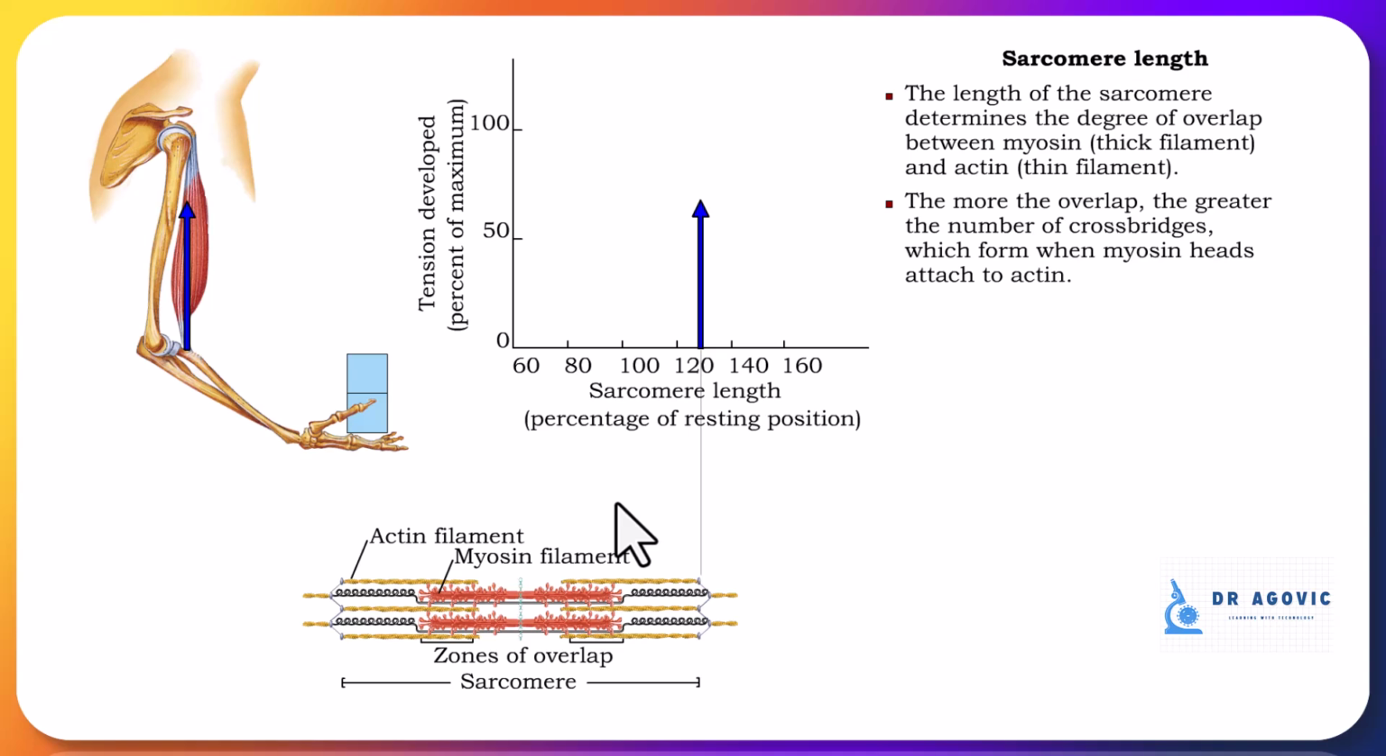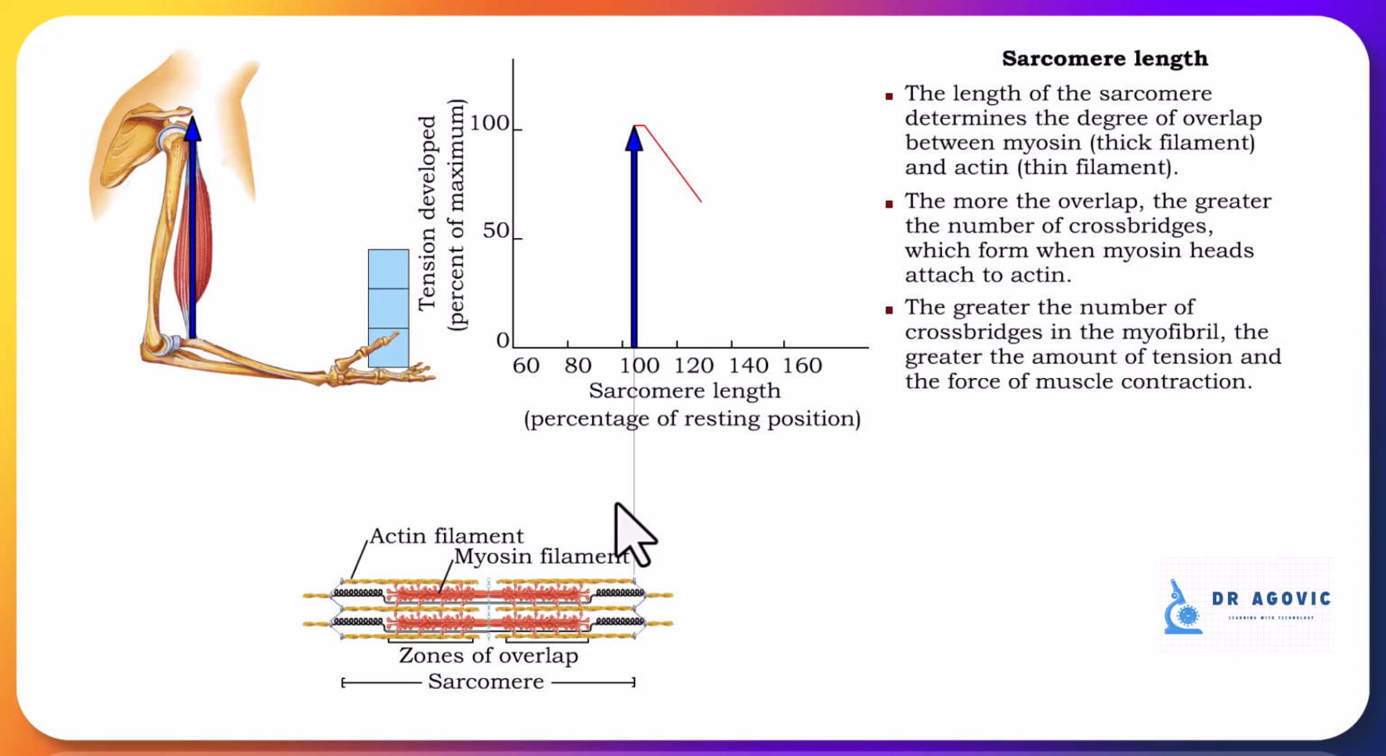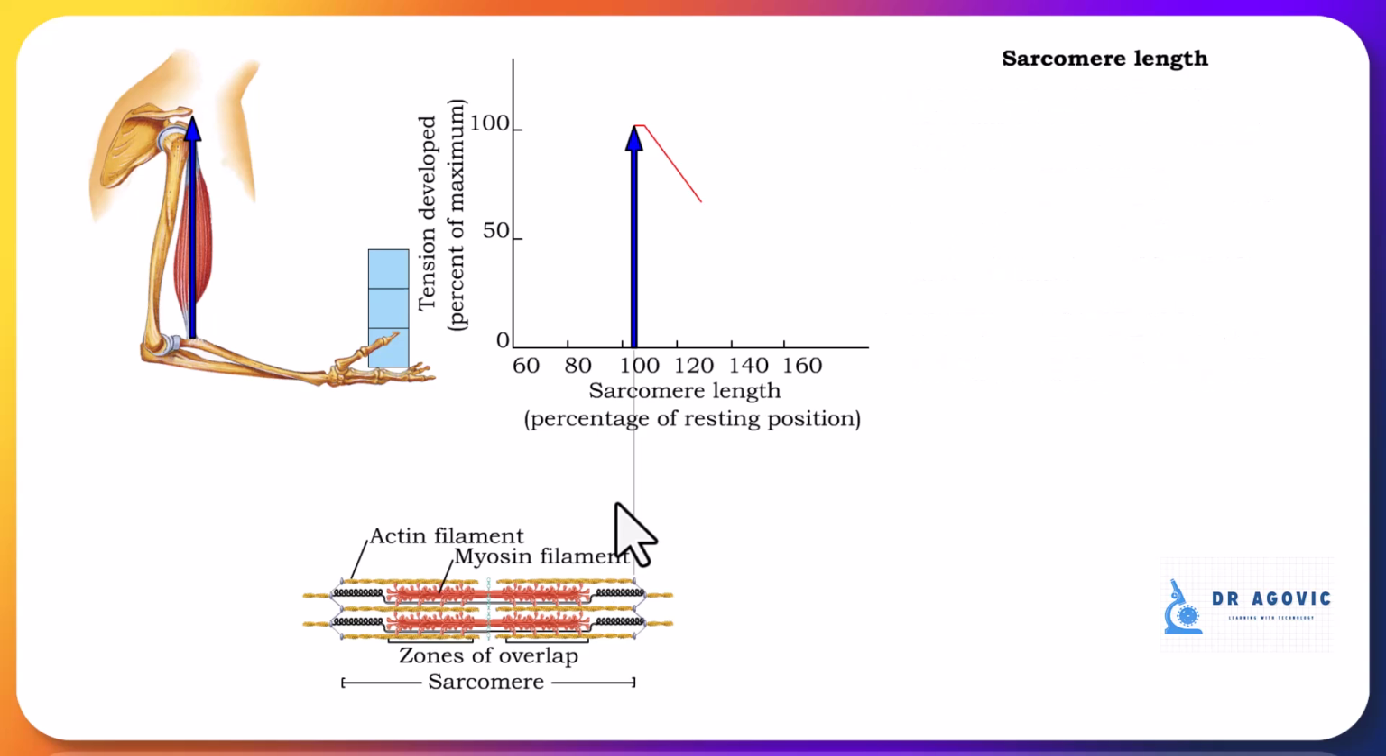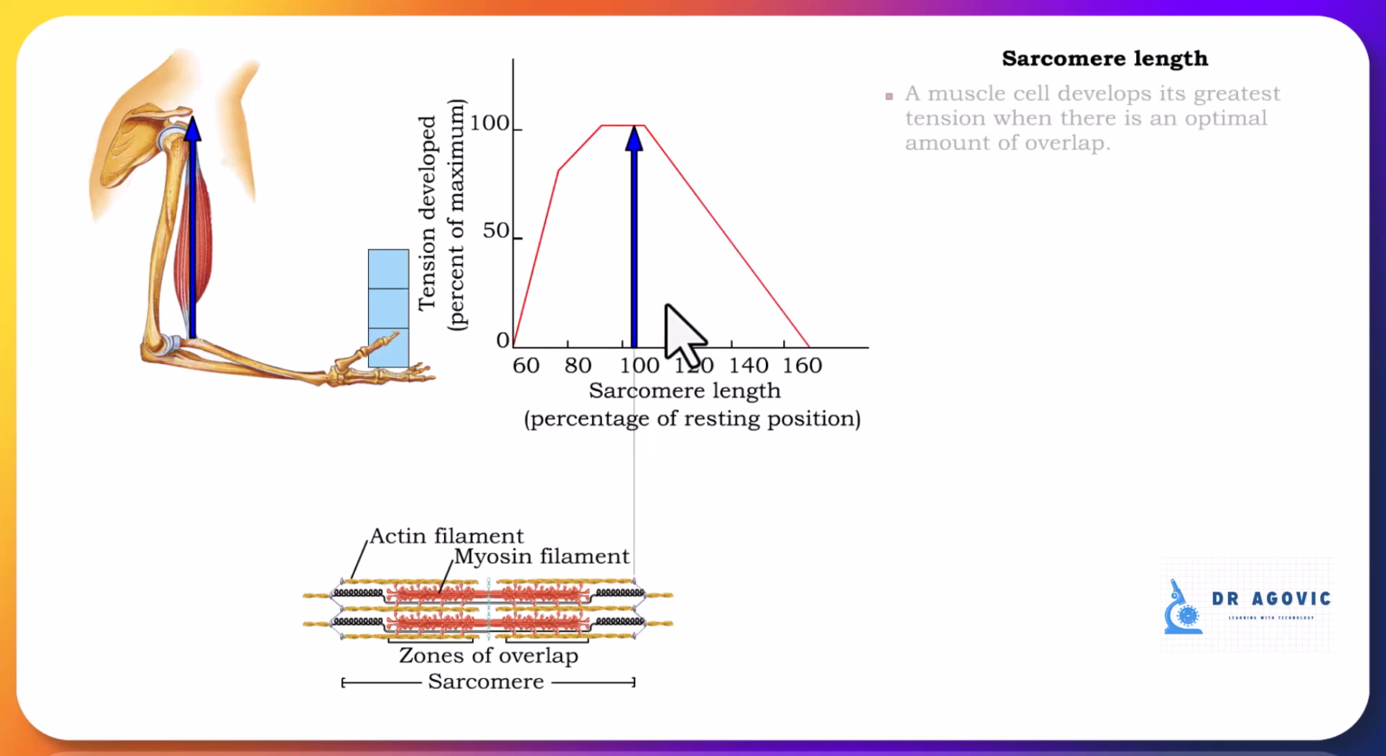As sarcomere length decreases, the overlap is optimized and tension increases. Optimal sarcomere length and overlap produce maximum tension during contraction. Let's take a look at the graph depicting the length and tension relationship for a skeletal muscle cell. The optimal sarcomere length is about 2.2 micrometers. At this length, the muscle fiber is stretched just above 100% of its resting length.